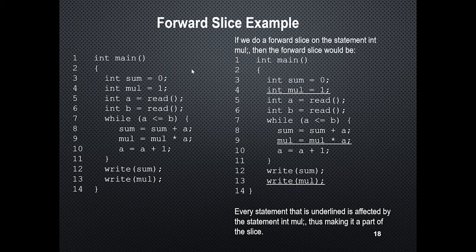Alright, so for a forward slice example, we have some code here, and then if we choose the statement int mul equals 1, then all we have to do is work our way down and find all statements which are affected by this statement. So it would be mul equals mul times a, and write mul, as these are the only two statements affected by this statement up here.